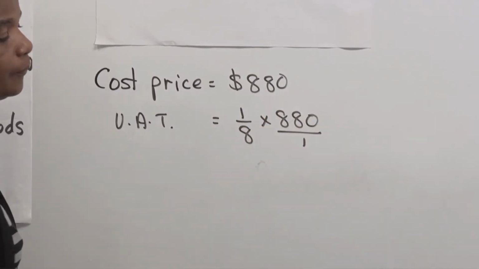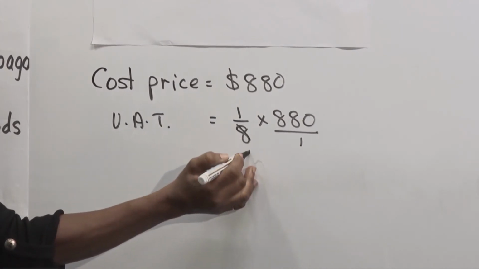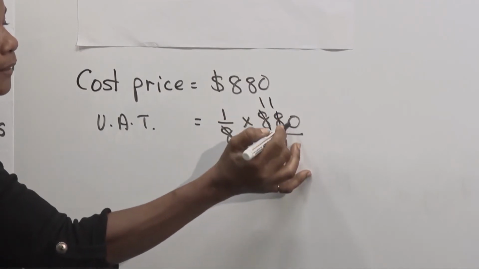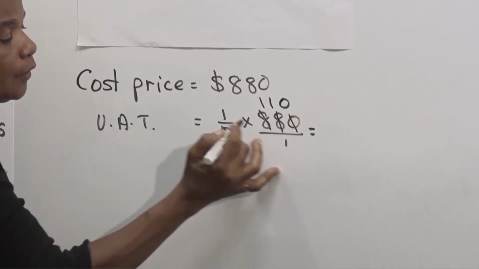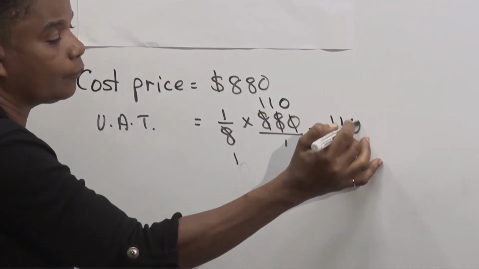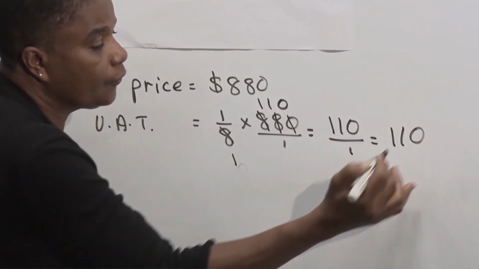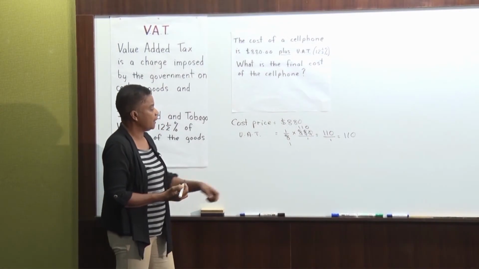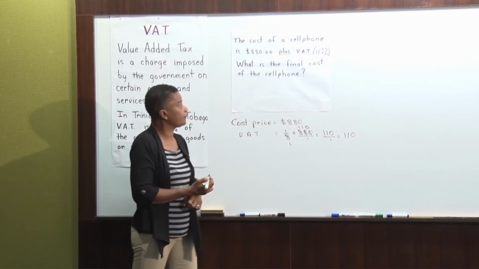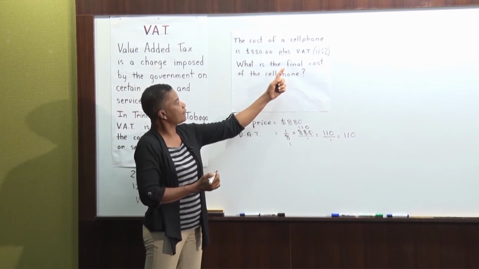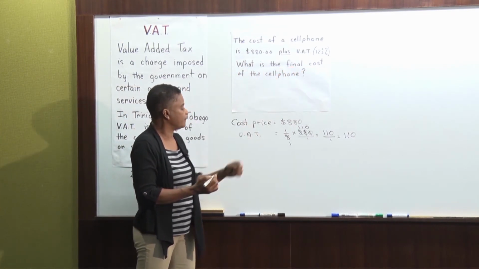$880. Let's work that. 8 into 8, 1. 8 into 8, 1. 8 into 8, 1. And 8 into 0, 0. 1 times 110 would be 110. 1 times 1 is 1. So the VAT on the cell phone is $110. Is that what the question asks? No. The question asks for the final cost of the cell phone.